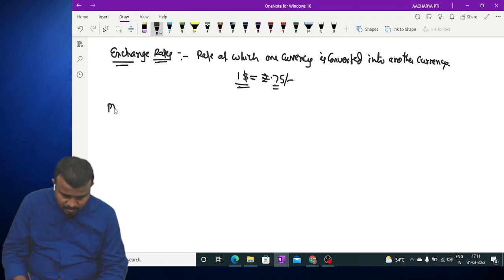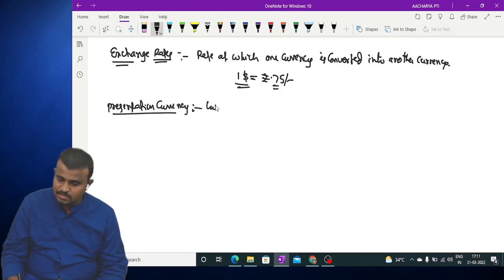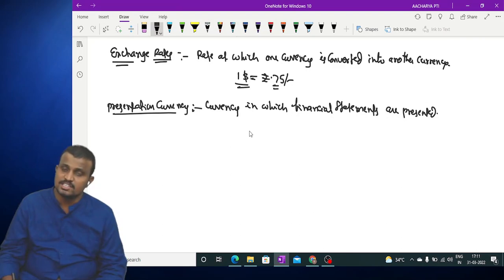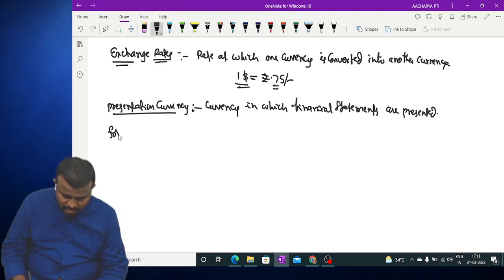And another one is presentation currency. Presentation currency means the currency in which financial statements are presented. And this is also called the reporting currency.